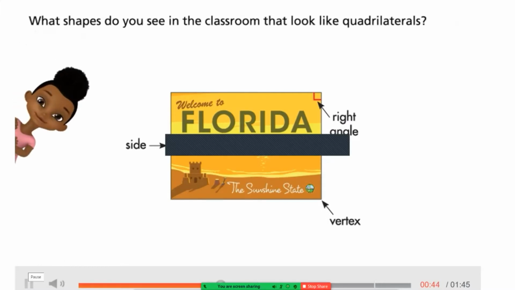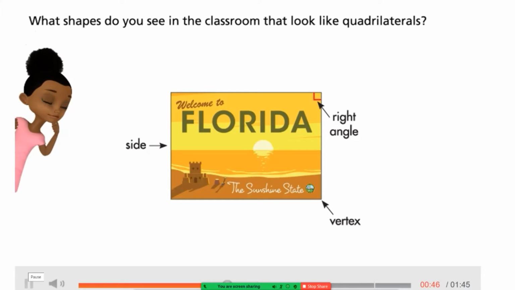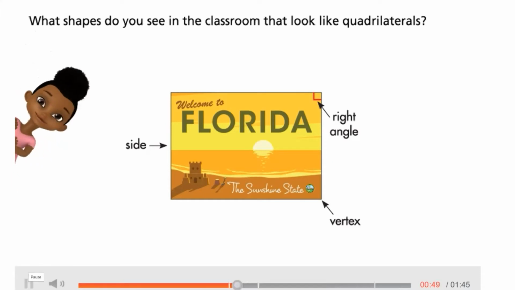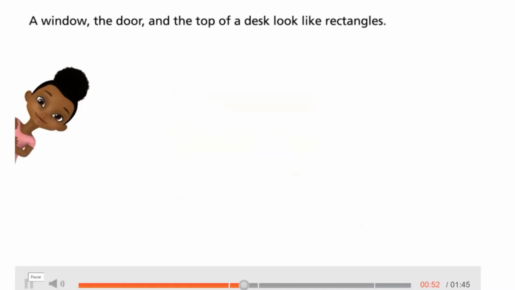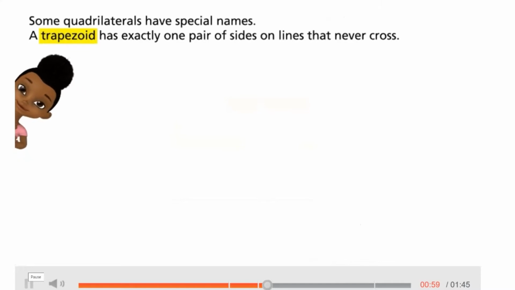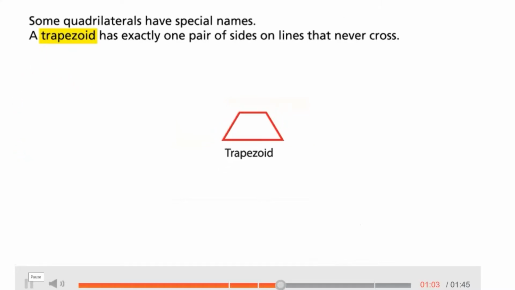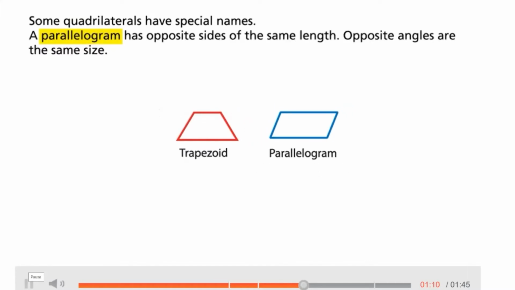What shapes do you see in the classroom that look like quadrilaterals? A window, the door, and the top of a desk look like rectangles. Some quadrilaterals have special names. A trapezoid has exactly one pair of sides on lines that never cross. A parallelogram has opposite sides of the same length.